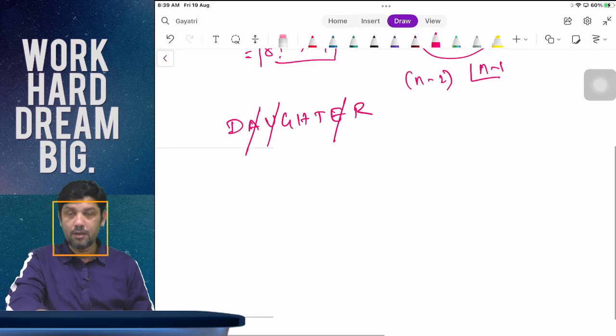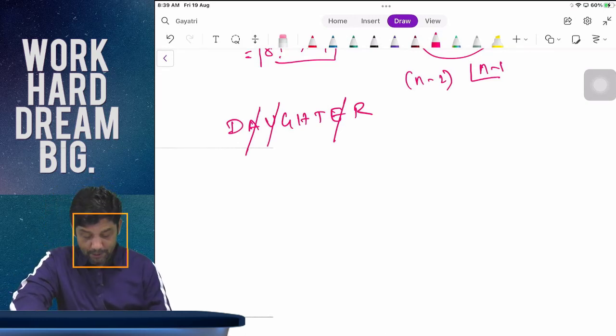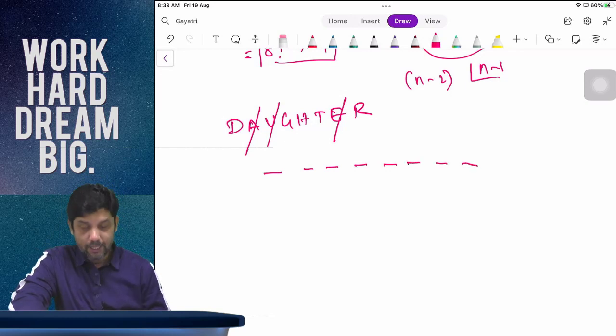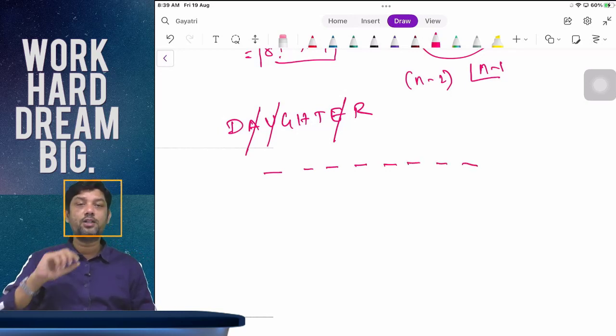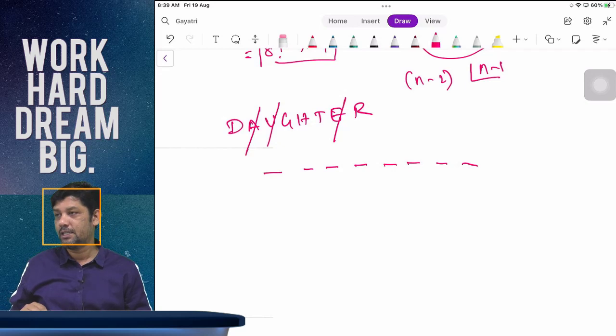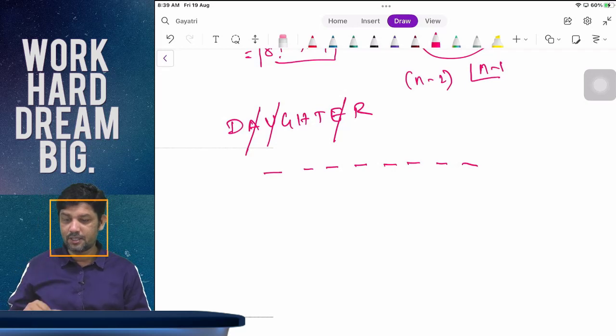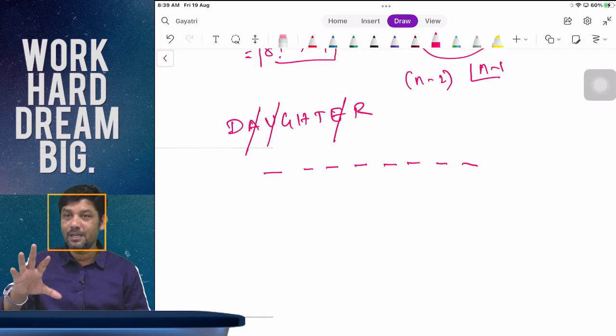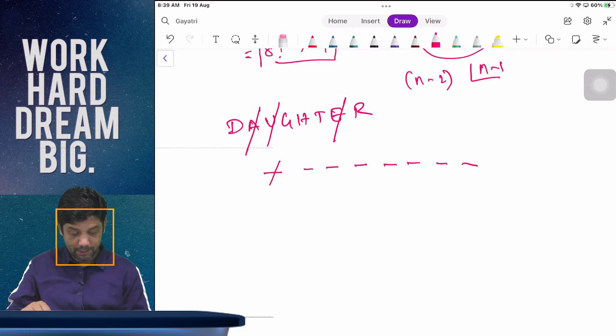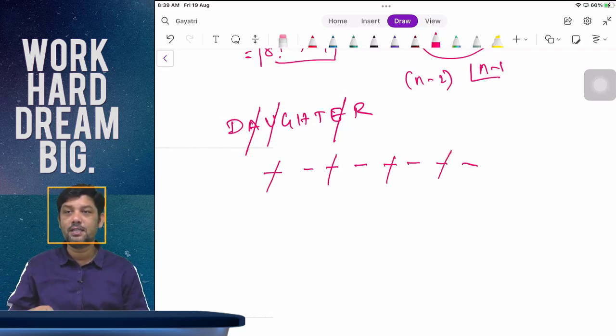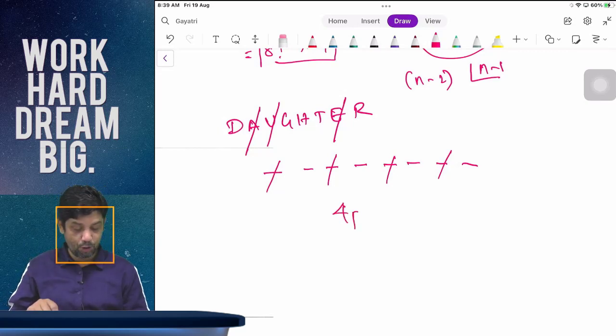A, U, E. So how many letter word? 8 letter word. And the vowels should come in odd places. Now tell me, my dear, somebody gave me the answer also. Very good, fantastic. How many odd places do we have? 4 odd places: 1, 2, 3, 4. Out of 4 odd places, how many letters should come? 3. So can it be arranged in 4P3 ways?